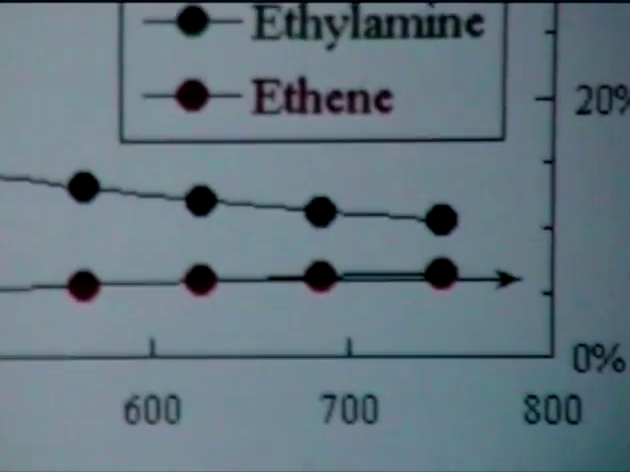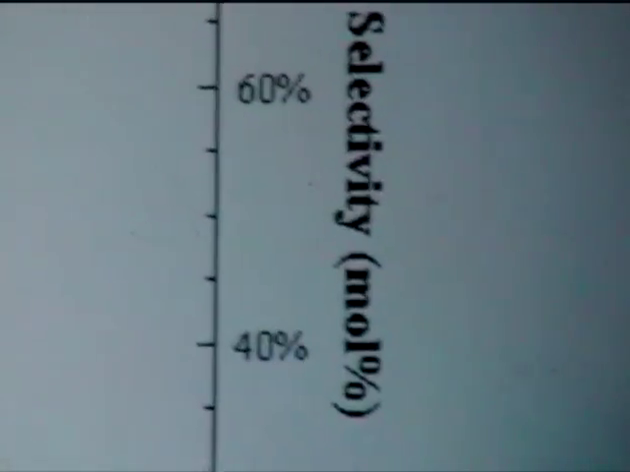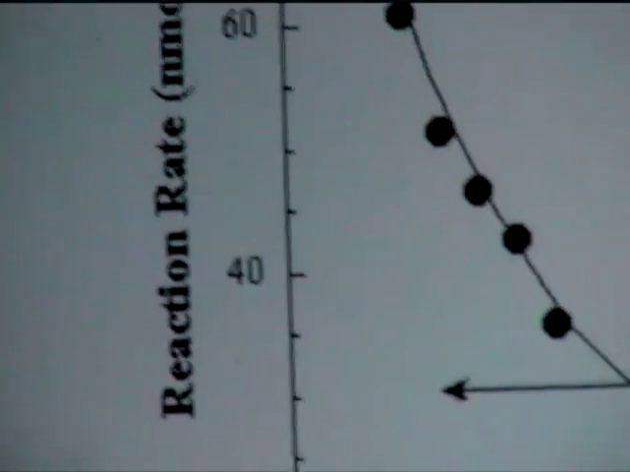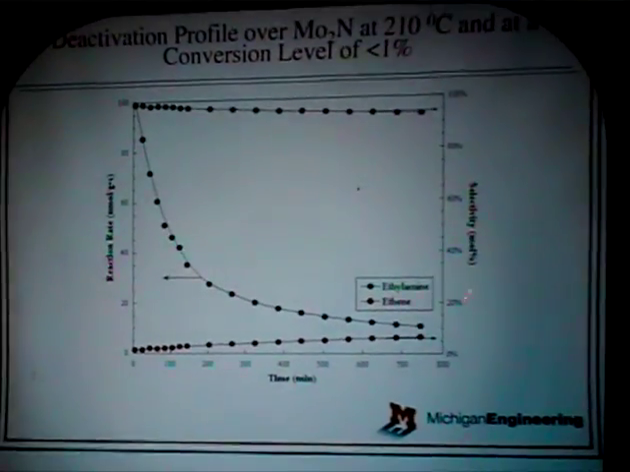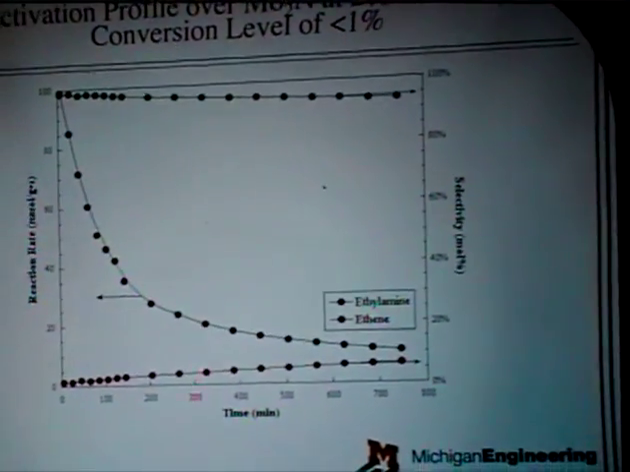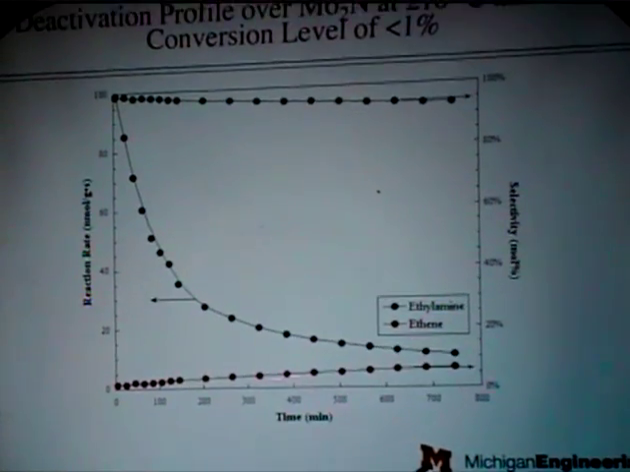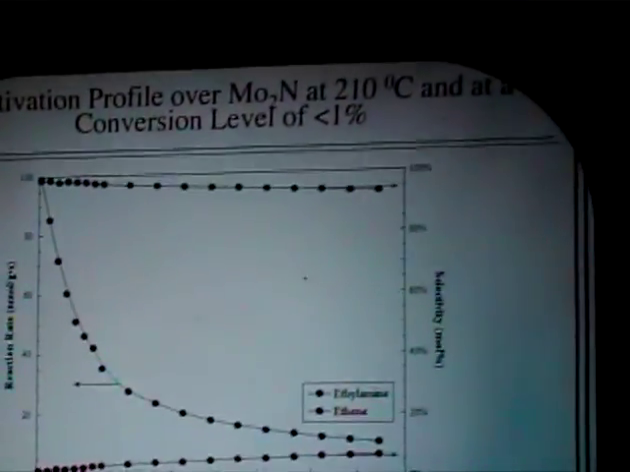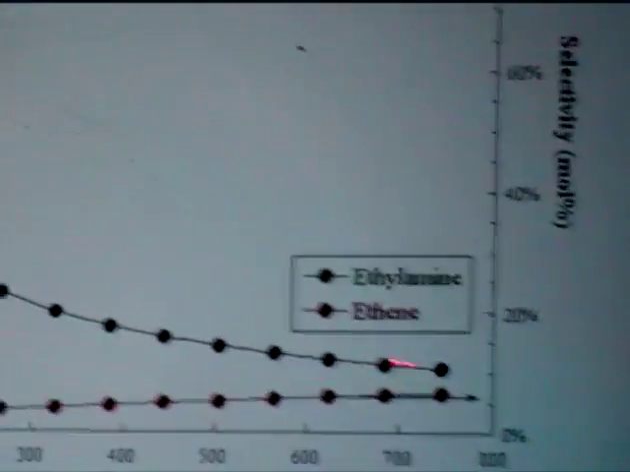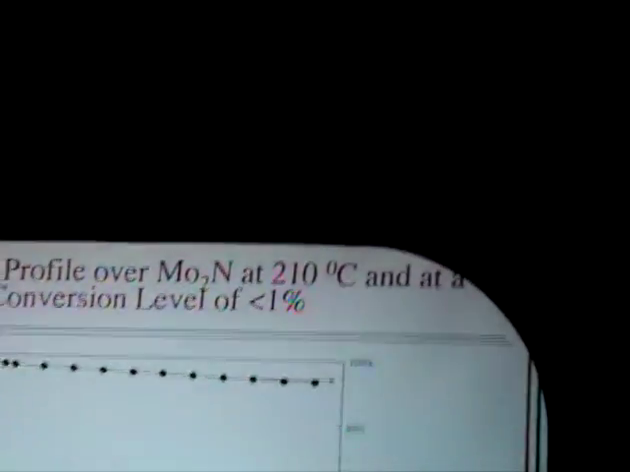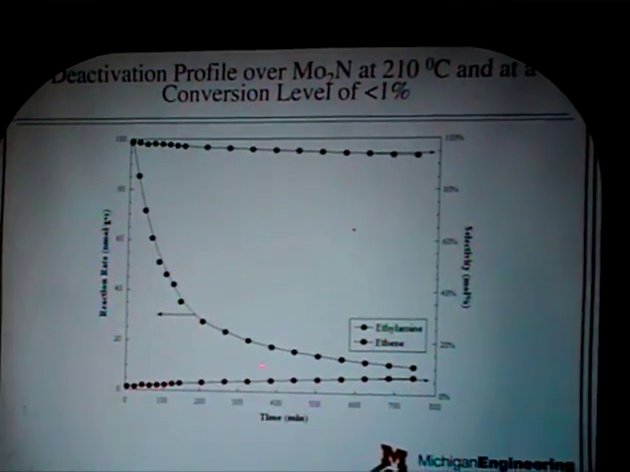This is a deactivation plot for molybdenite at a temperature of 200 degrees Celsius and a conversion level less than 1%. The x-axis is time on stream, and the y-axis is for the reaction rate and the selectivity of either ethene or ethylamine. What we find is that within the first 2 to 3 hours, there is a sudden drop in activity, and beyond that period, the rate of deactivation is much slower as compared to the initial rate of deactivation. Another thing, which is not very significant, is that there is an increase in selectivity for ethylene formation, and a decrease in selectivity for ethylamine formation with time.